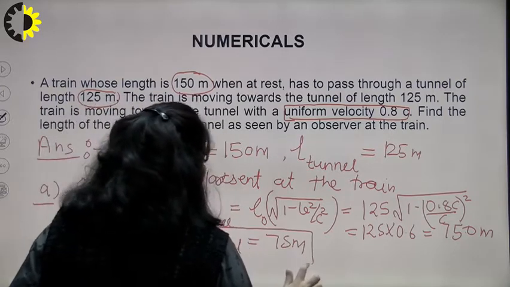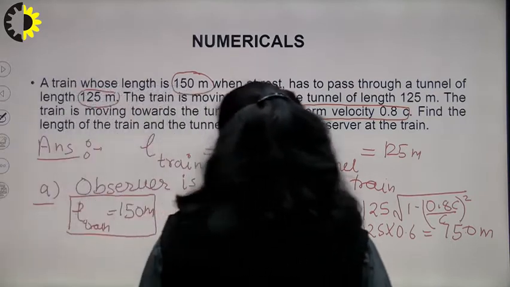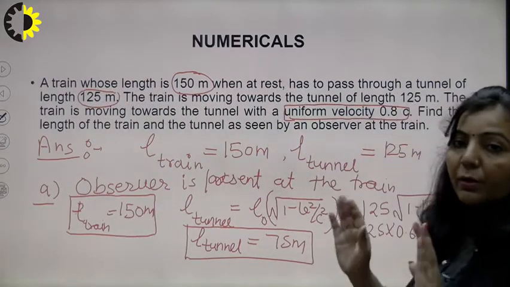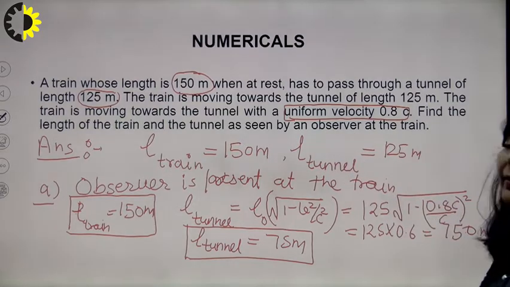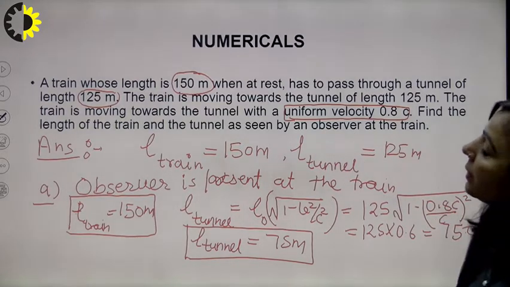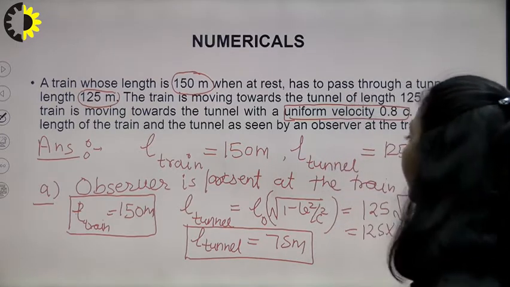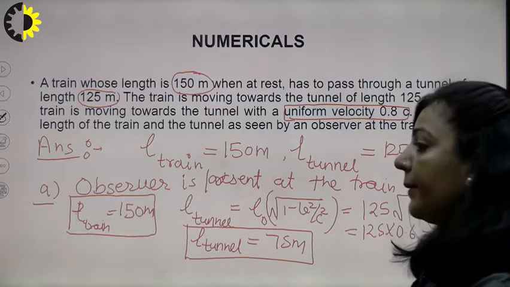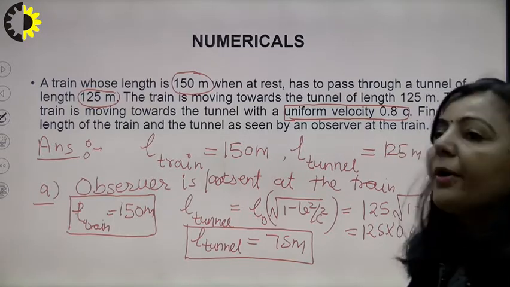Actually the length of the tunnel is 125 meter when the tunnel is at rest, that is its original length of 125 meter. But for the observer who is sitting in the train, there will be contraction in the length of the tunnel, and that tunnel will appear as 75 meter long. So this is the first part of the question.